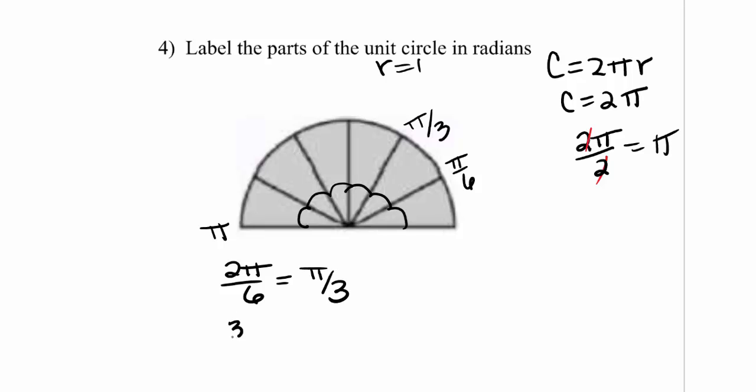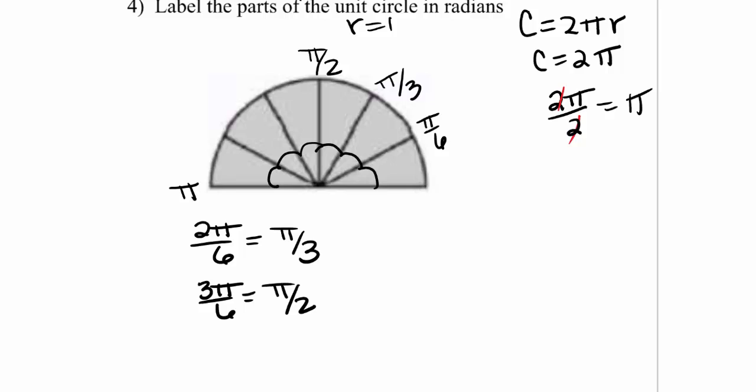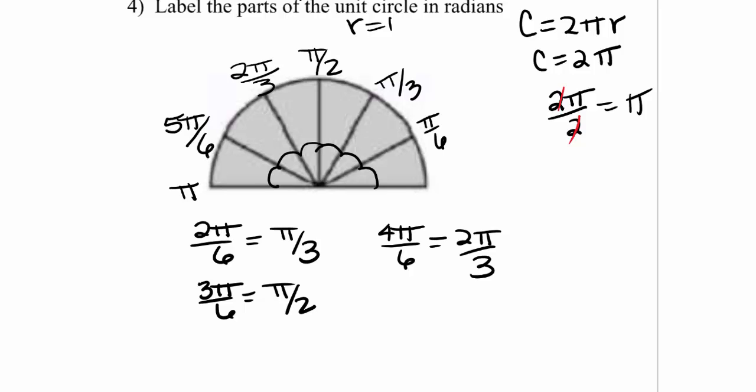The next one would be 3 pi over 6, which reduces to pi over 2. The next one is 4 pi over 6, which reduces to 2 pi over 3. And the next one is not going to reduce. The next one's going to be 5 pi over 6.